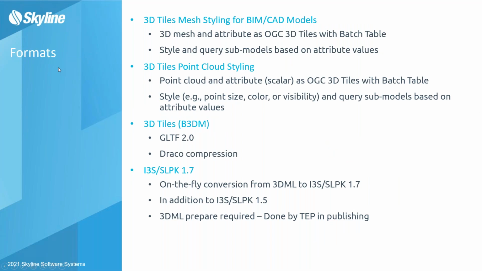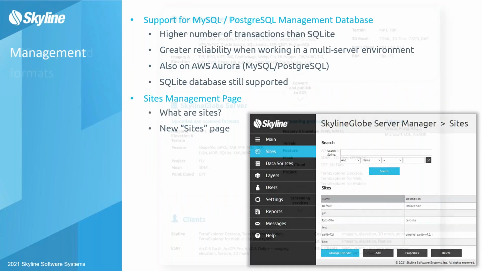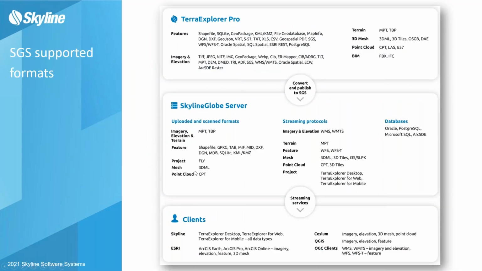On formats, we have made great progress in how we serve out 3D tiles databases. What we saw before is that the Skyline Globe server actually hosts the data internally as a 3DML format. This is the most optimized format. It stores the textured meshes in a very efficient manner, but it then exports or exposes it as different formats, for example, 3D tiles or SLPK.